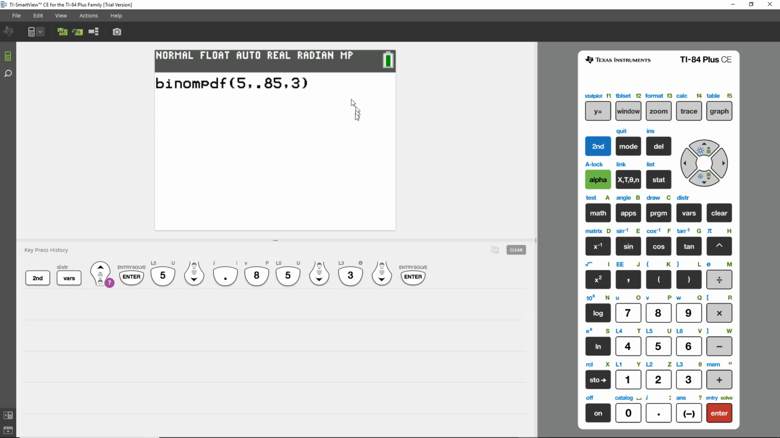Now, if you do not have Stat Wizard on, this is what you'd have to enter in. These are the parameters that you have to enter in and check, okay? It says binomial PDF. The first parameter is the trials, the second is the probability of success, and the third is your X value. If you have them in any other order, it's not going to work. It has to be this order. And you just hit enter. And again, we're getting that 13% again.